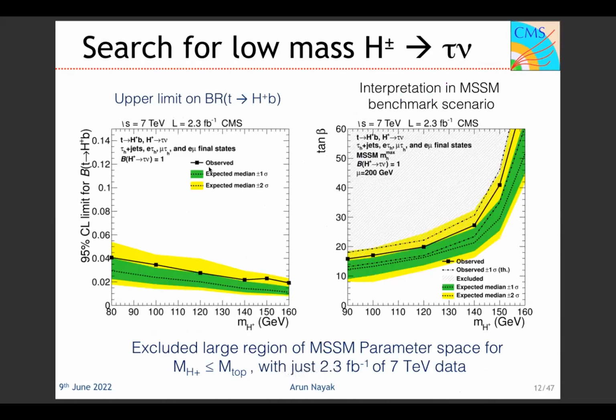Yeah, so with just 2.3 inverse femtobarn of data, there was a very strong limit on the branching ratio for top going to charged Higgs b, and it was like 2 to 4%, depending on the mass from 80 GeV to 160 GeV. And this was the interpretation in the MSSM scenario. You can see that a large part of this parameter space was excluded. In fact, by the end of round 1, the full space was completely excluded.